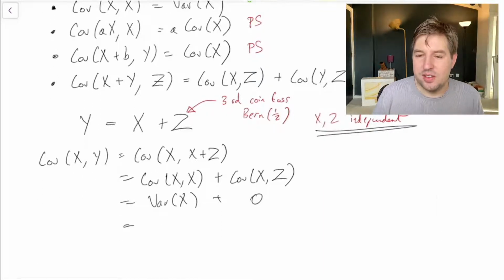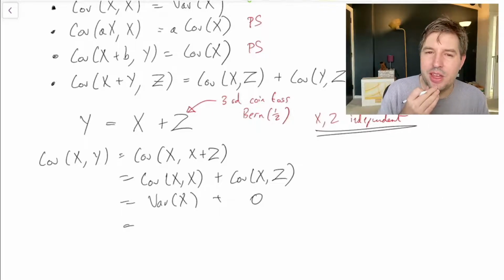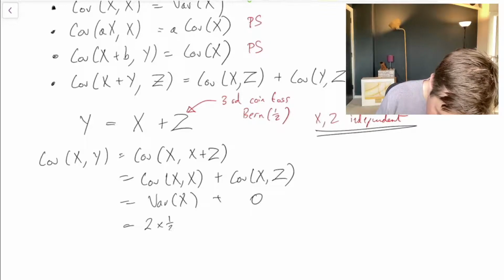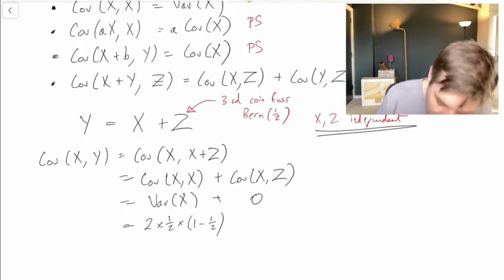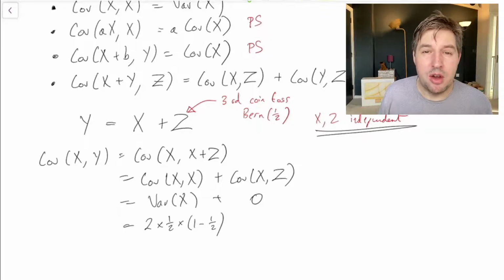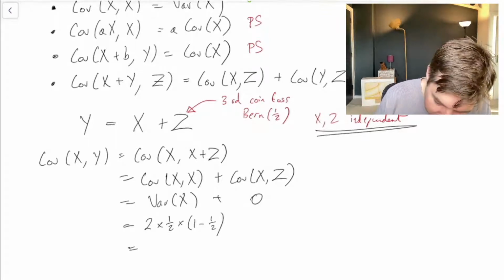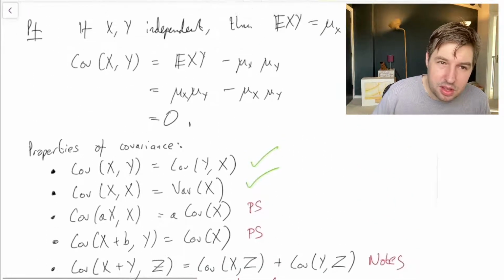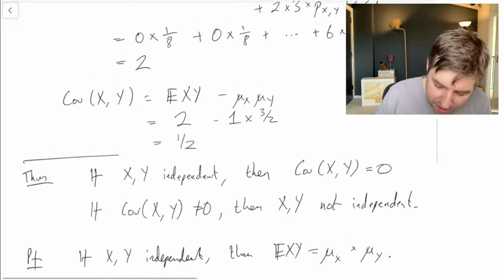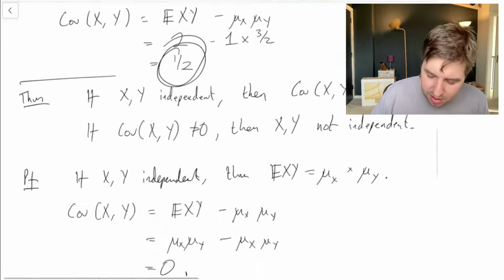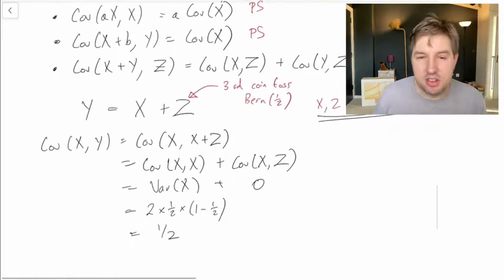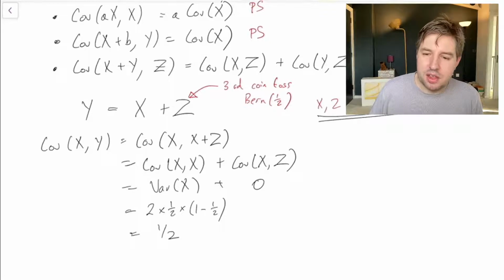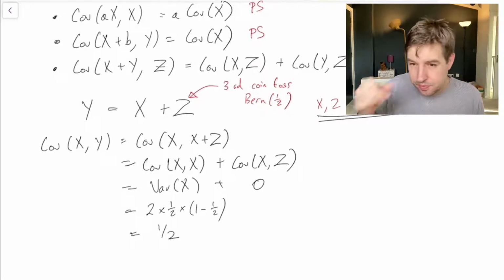Variance of x, for those of you who remember, is n times p times 1 minus p. So here that's 2 times a half times 1 minus a half. That's just me remembering what the variance of a binomial random variable is. So that comes out as a half. If I scroll up, it's what we found earlier. Yes, there it is. So that's another way of showing that the covariance is a half. I don't know which method you find simpler, but there you go.